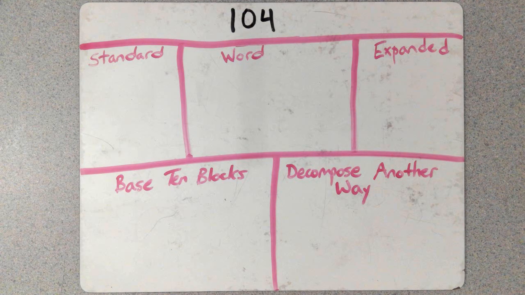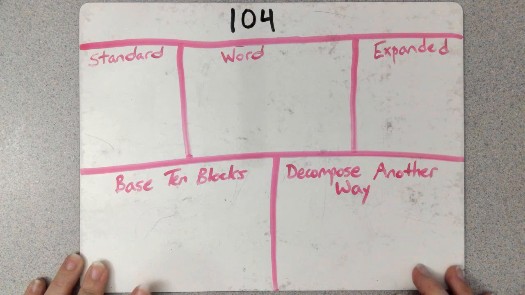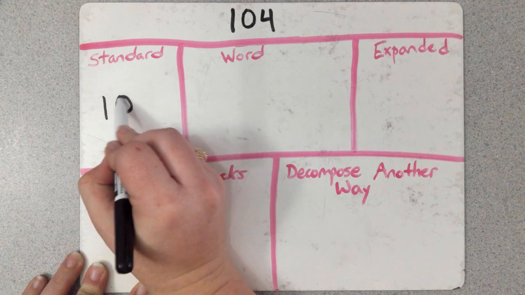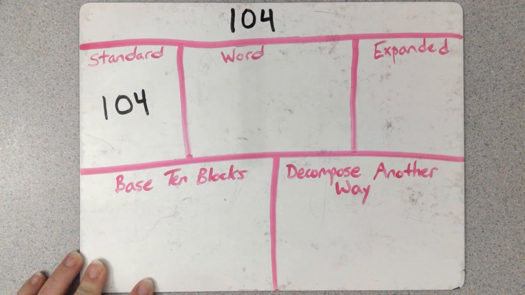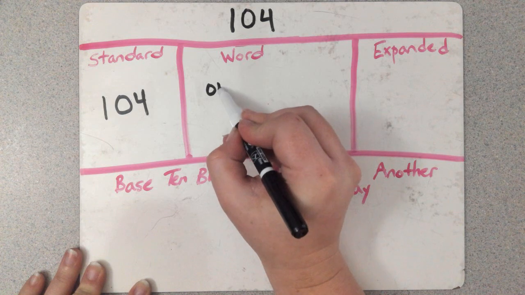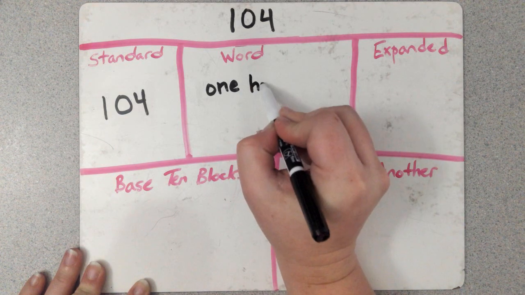So with 104, standard form is just the digits. It looks exactly the same as what I wrote up top because I wrote it already in standard form. Word form, as a reminder, uses the words spelled out. So this would be 104.